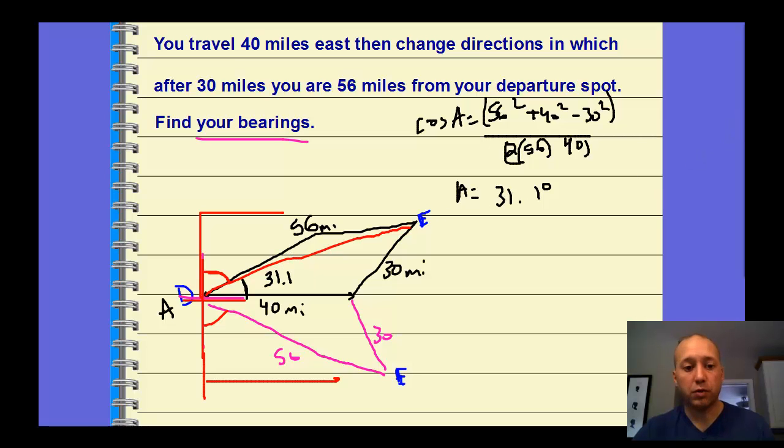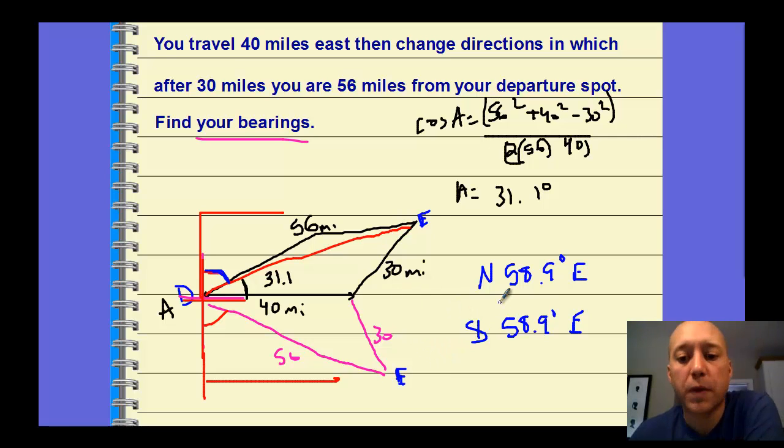That's not the answer though. We want this angle here. And so we could call that north 58.9 degrees east is one answer, or south 58.9 degrees east. Because we're not sure which way we go when we change directions, northerly or southerly. So those are two possible answers for this problem.